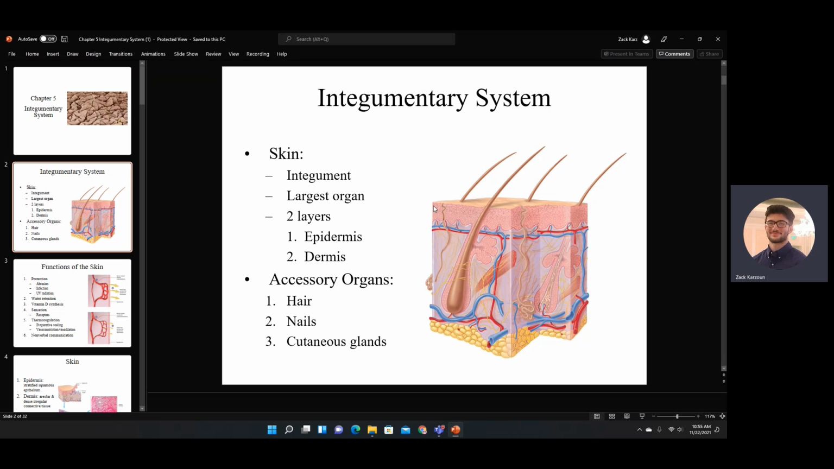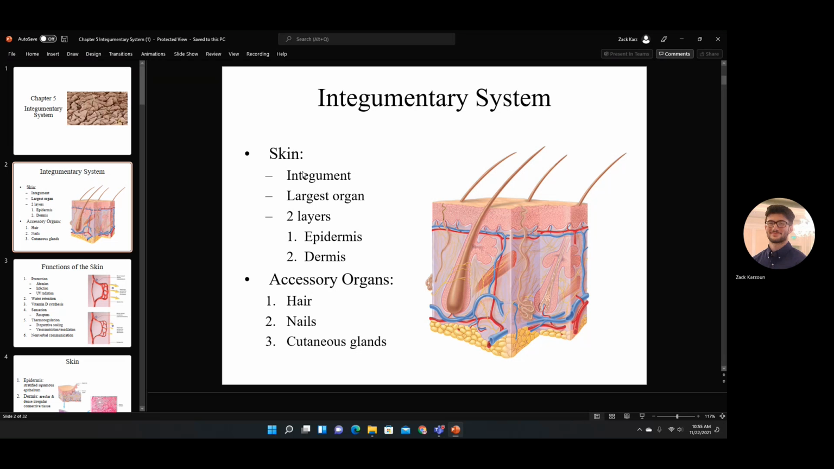Our integumentary system is pretty much our skin. The skin is the layer that covers up our whole body. It's called the integument, that's the scientific name for it. It is also considered the largest organ in our whole body, which makes sense, right? You have this whole layer covering your whole body, covering your skull, your chest, your abdominal cavity, your thoracic, your lower cavity, and all of that.